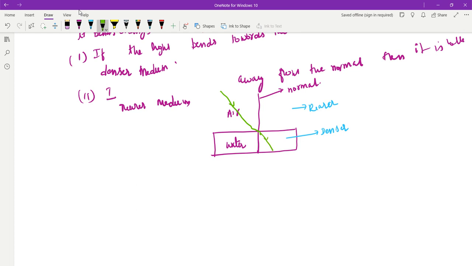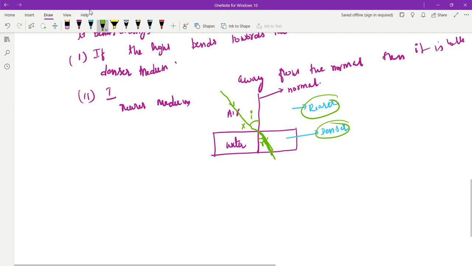See, the angle should always be measured with respect to the normal. This is the angle of incidence I, and this is the angle of refraction R. So now you can see that the light is bent towards the normal. So this is a rarer medium and this is a denser medium.